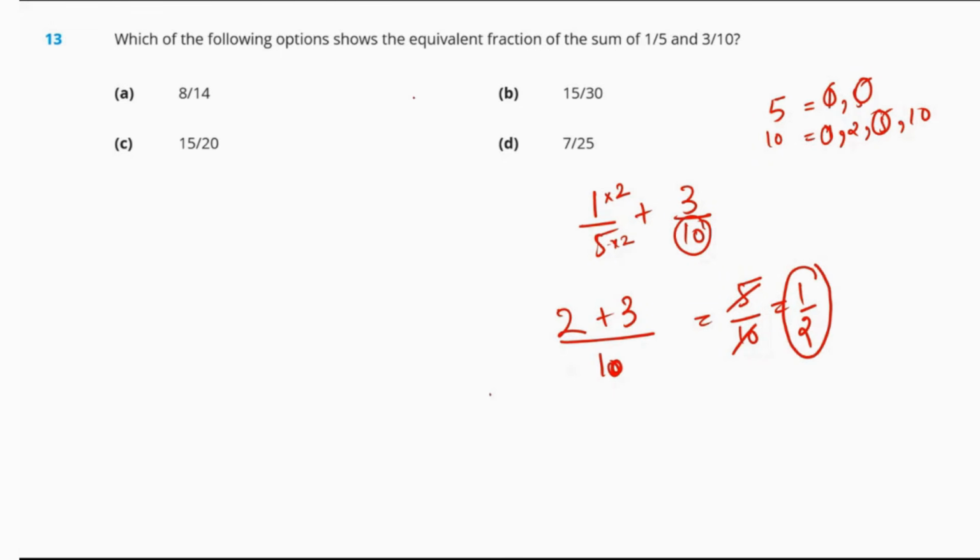Now if we start converting these fractions into their simplest forms, this will become 4 by 7, this will become 1 by 2, this will become 3 by 4, and this will remain as it is. So the fraction showing the equivalent fraction is option B, that is 15 by 30. Why? Because the simplest fraction for this is 1 by 2 and our answer also was 1 by 2. So they are equivalent fractions.